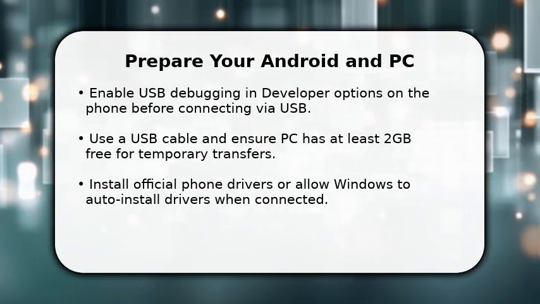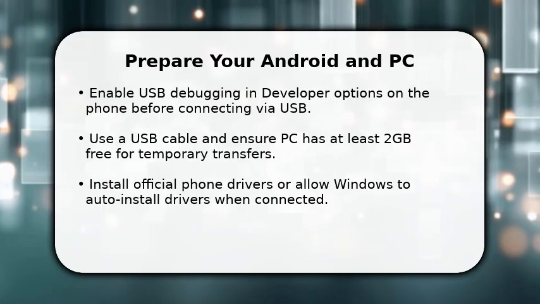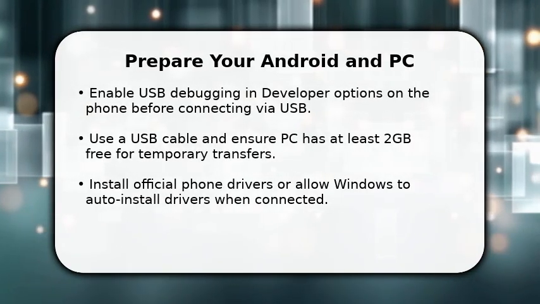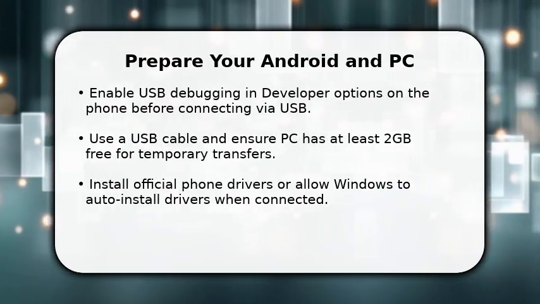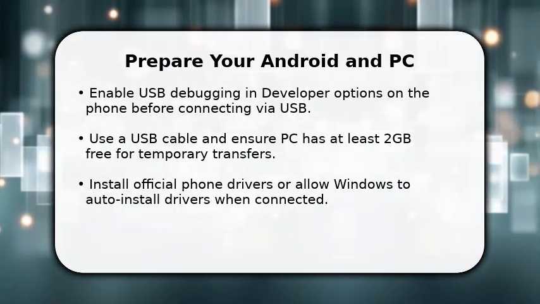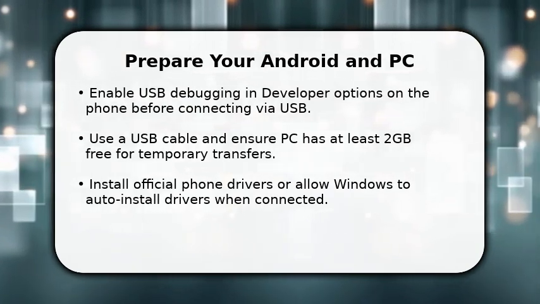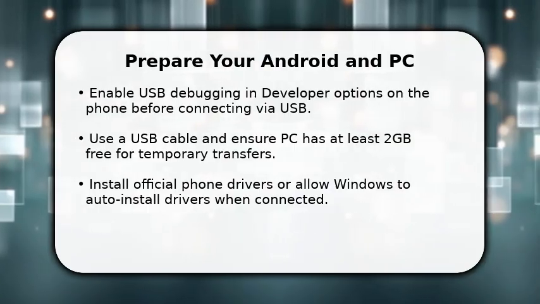Use a good quality USB cable and ensure the PC has at least 2 GB free for temporary transfers. Install the official phone drivers or allow Windows to auto-install drivers when you connect. Finally, unlock the phone and approve any trust prompts shown by the device to allow file access.